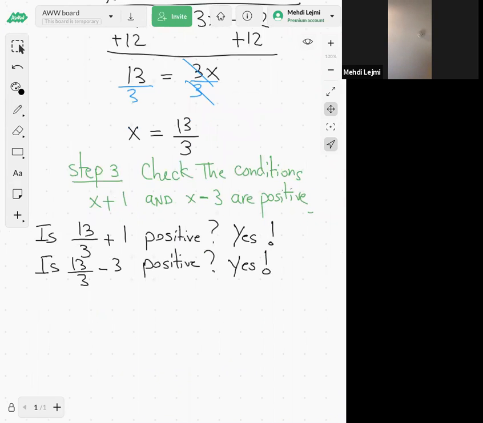So then we have the answer. 13 over 3 is a solution. Okay.